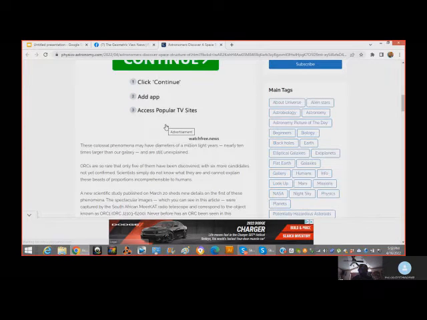Orcs are so rare that only 5 of them have been discovered, with 6 more candidates not yet confirmed. But the same was true with black holes and Z-pinches. Now everything's a black hole. There are multi-scale black holes, but we call those Z-pinches and other formations as well here, according to the electric universe cosmology. Scientists simply do not know what they are and cannot explain these beasts of proportions incomprehensible to humans.